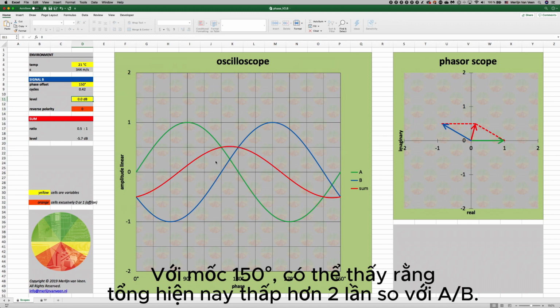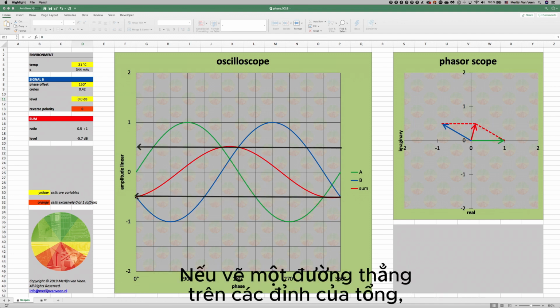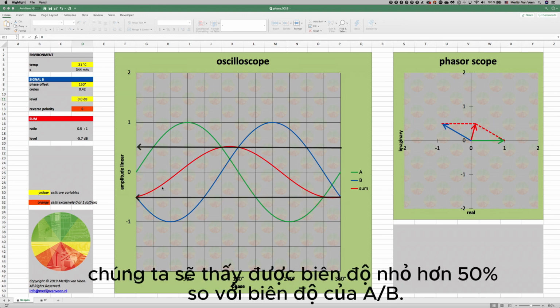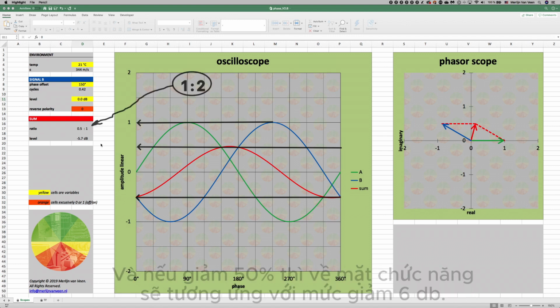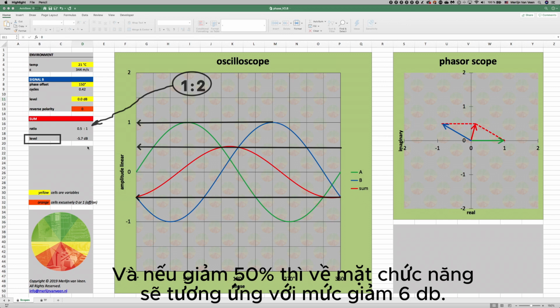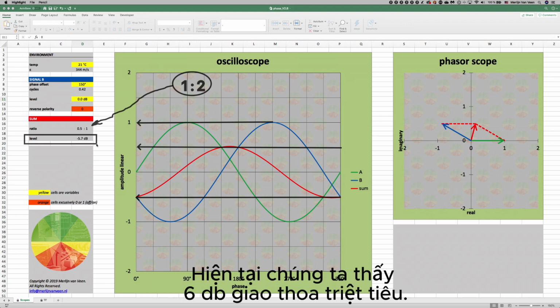And if we hit our next milestone, which is 150 degrees, you should be able to appreciate that the sum is now 2 times less tall than either A or B alone. If we draw a line over the peaks of the sum, we see that we have 50% less amplitude than the amplitude of either A or B alone. So we're looking at a ratio of 1 to 2, or 2 to 1, where the sum is 2 times less tall than either A or B alone. And if you lose 50%, then that is functionally a 6 dB reduction. So now we see 6 decibels of destructive interference.